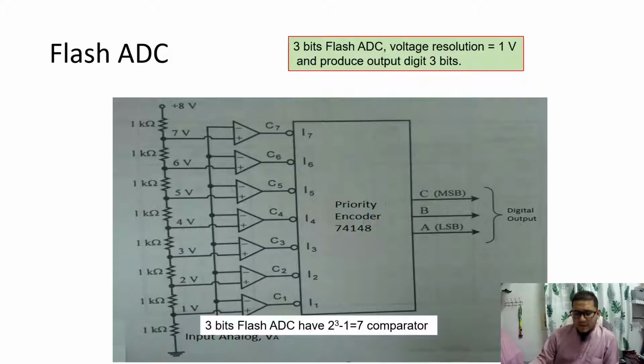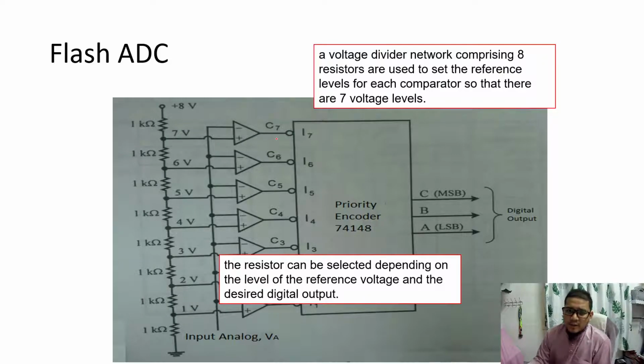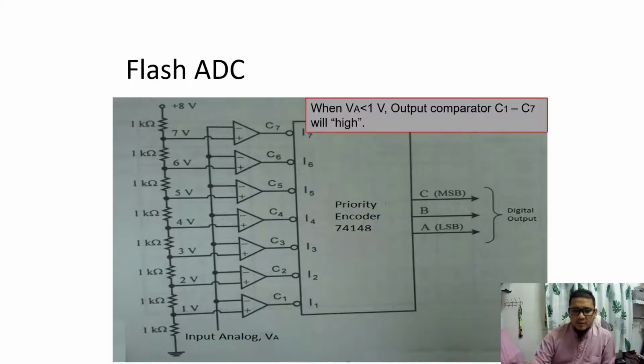So like I mentioned before, 3 bits require 2 power of 3 minus 1 equal to 7 comparators. We have C1 until C7. A voltage divider network comprising 8 resistors is used to set the reference level for each comparator, so that there are 7 voltage levels, which I told you about earlier, by using the voltage divider. And then the resistor can be selected depending on the level of reference voltage and the desired digital outputs.